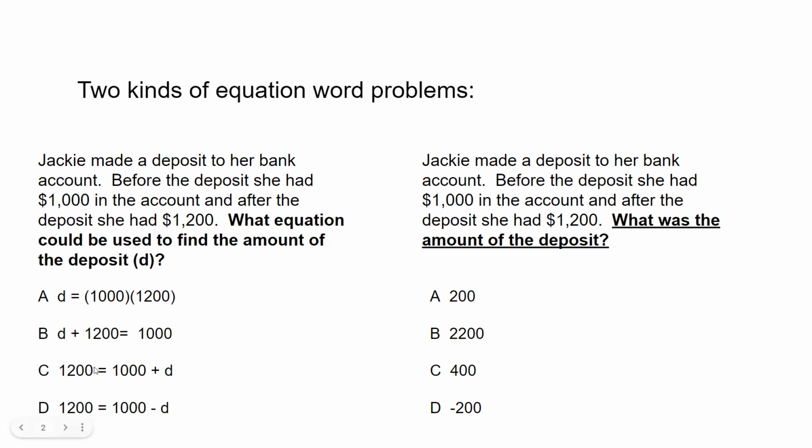So we've got these four equations that we could use. We need to choose from one of them. On the right, the question is, what was the amount of the deposit? So in the right example, we're being asked for the ultimate answer in terms of dollars. But on the left, we're being asked for an equation that would help us find that amount. So I want to talk about solving both of these.